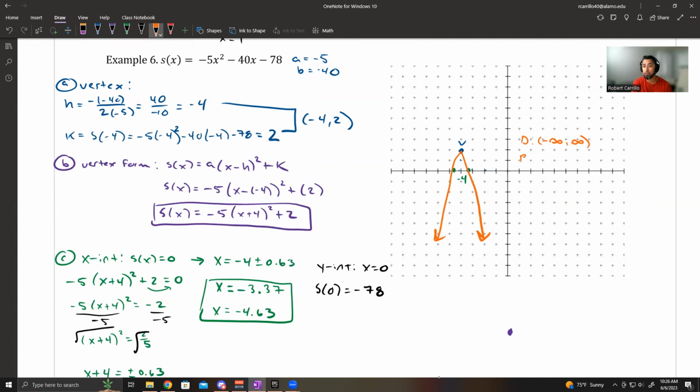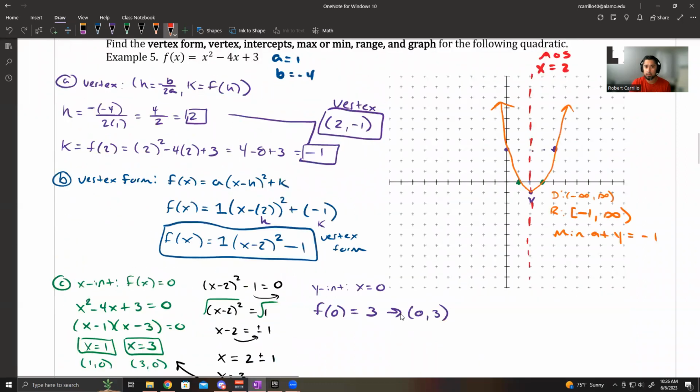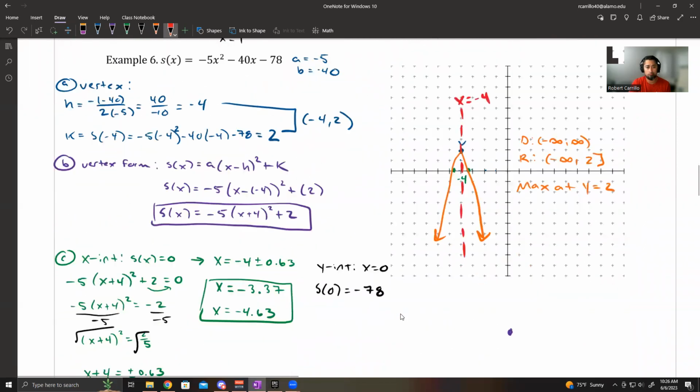The domain is -infinity to infinity. And then range, since it opens down, we start at -infinity, stop at the k value of the vertex, which is 2. And since it opens down, it has a max at y equals 2. And yes, you can draw the axis of symmetry, which cuts straight through. That is x equals -4. All right. I think that was all of that.